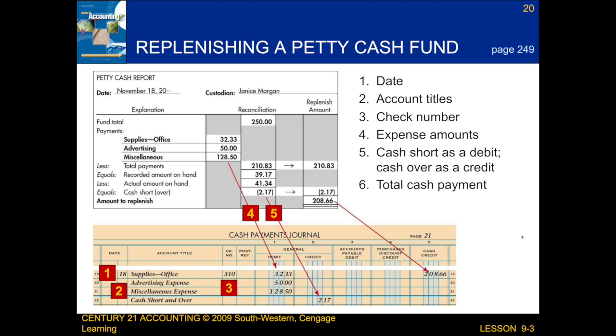Finally, we calculate the total cash payment by adding up these 3 debits and subtracting them from this 1 credit, and that will give us the total amount, which we then record in the cash credit column, which is $208.66.